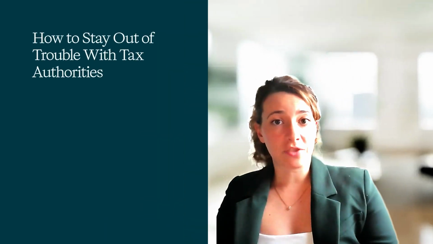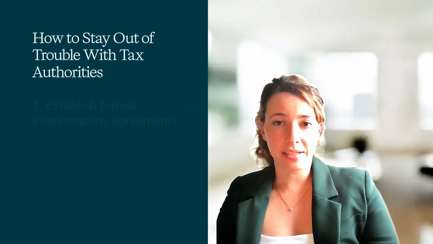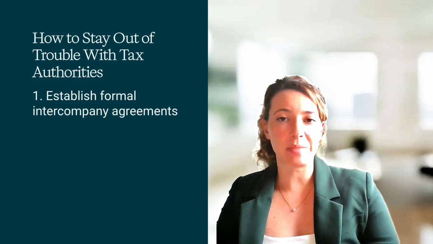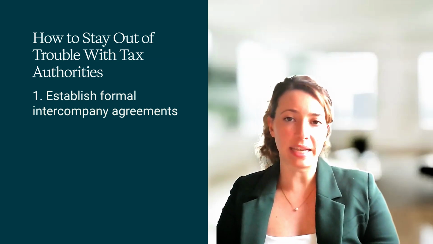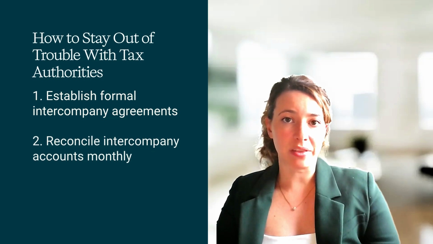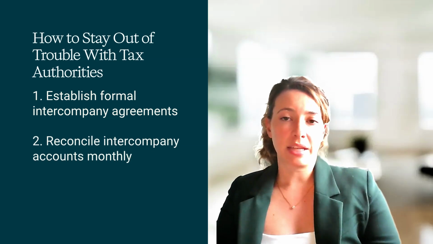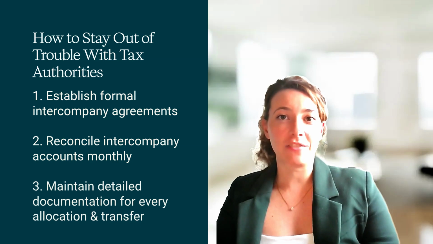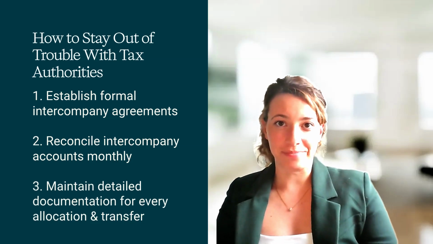Here's how you can stay out of trouble with tax authorities. First, establish a formal intercompany agreement drafted by lawyers that specifies what expenses get shared, allocation methods, and interest rate policies. Second, reconcile intercompany accounts monthly. Don't let discrepancies pile up that you have to uncover at year-end. Third, maintain detailed supporting documentation for every allocation and transfer.